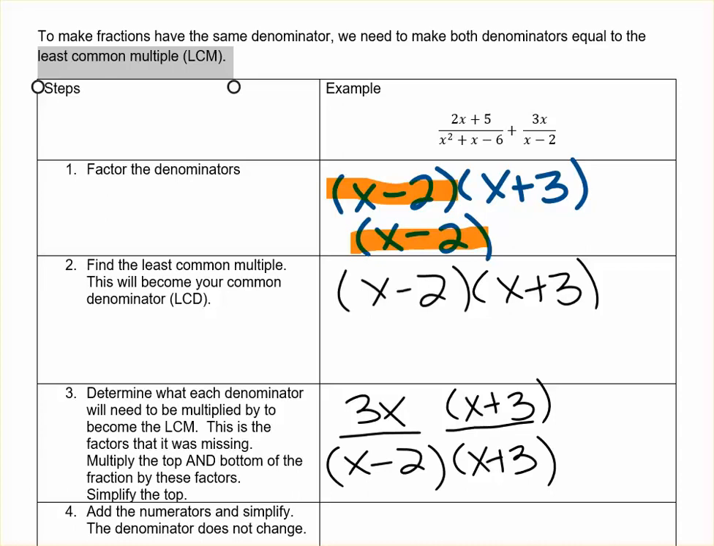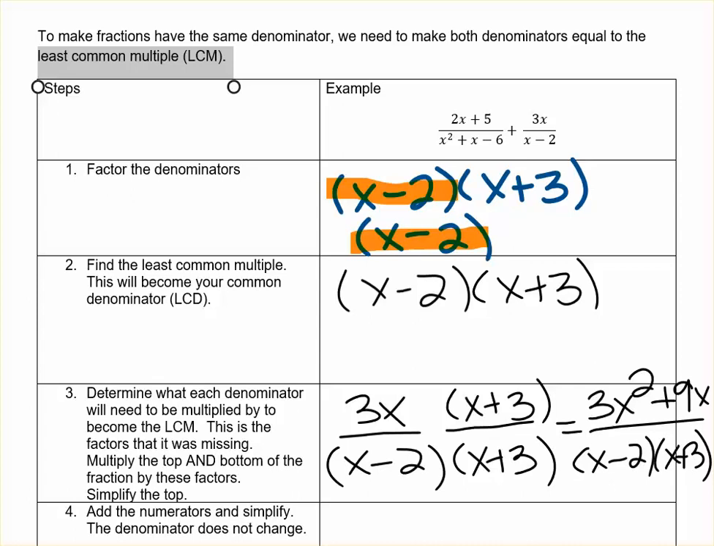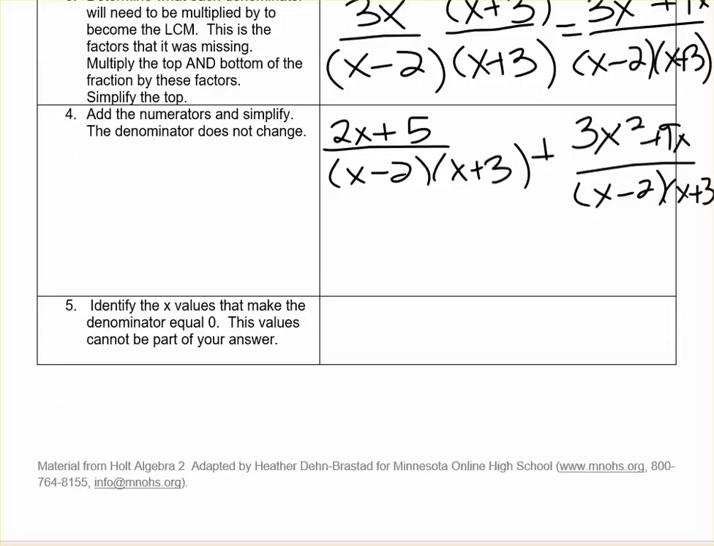So I'm going to go ahead and multiply that. 3x times x plus 3 is going to give me 3x squared plus 9x divided by x minus 2 times x plus 3. Now I have a common denominator. I can go ahead and add this. So I just rewrote the problem. The first fraction was 2x plus 5. And then I wrote my denominator in factored form. So that was over x minus 2, x plus 3, plus my second problem.